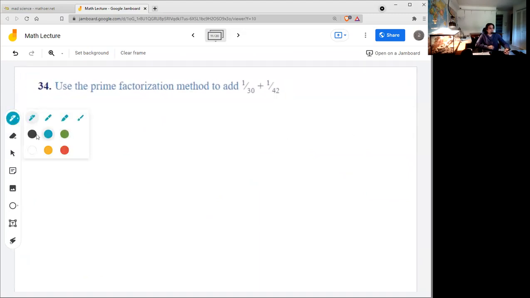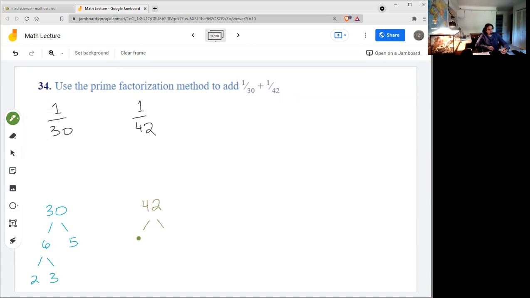So again, I have 1/30 and 1/42. And I'm going to make factor trees for each thing. So 30 is going to be 6 times 5. 6 I will break down as 2 times 3. 42, on the other hand, is 6 times 7.